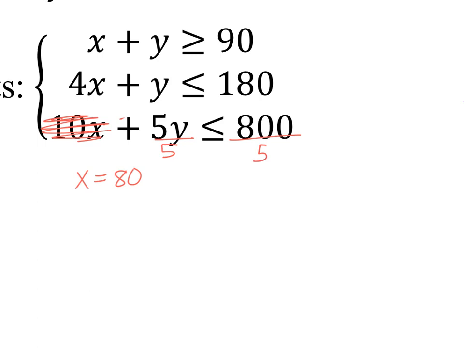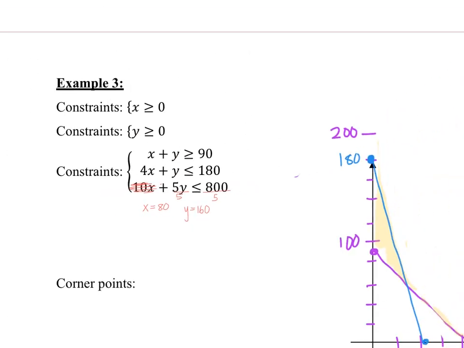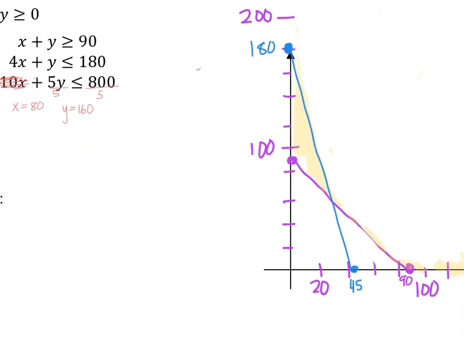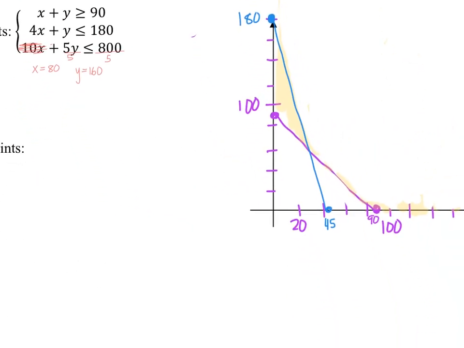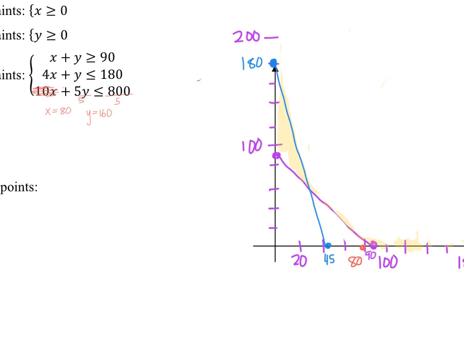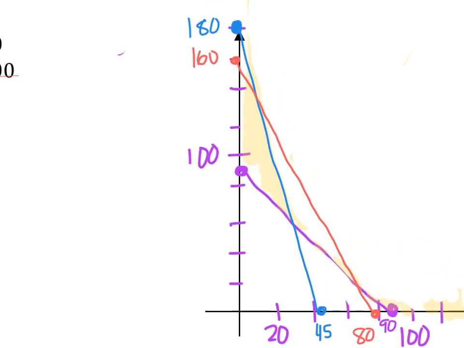And 800 divided by 5 means my y-intercept is 160. Alright, so I'm ready to graph the intercepts from 80 on the x-axis, which will be right here, to 160. Remember, I counted by 20s, so 160 on the y-axis. Now connect those two. And it needs to be below that line also, because it's a less than.